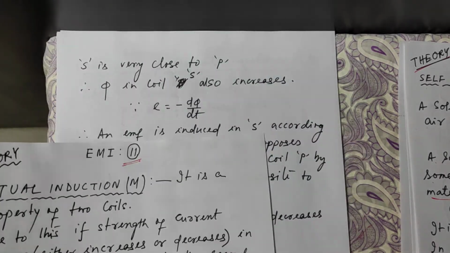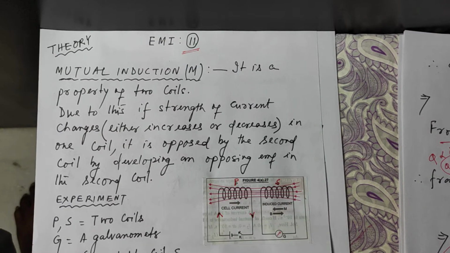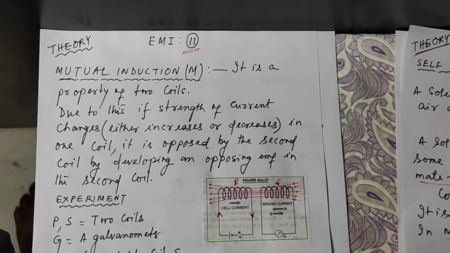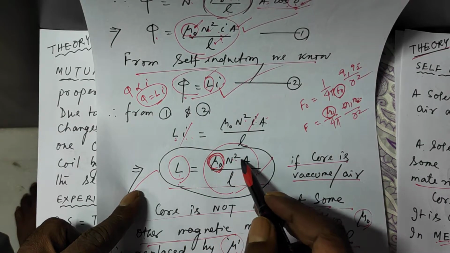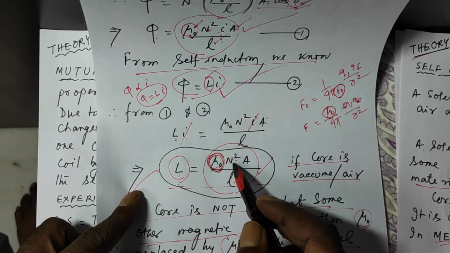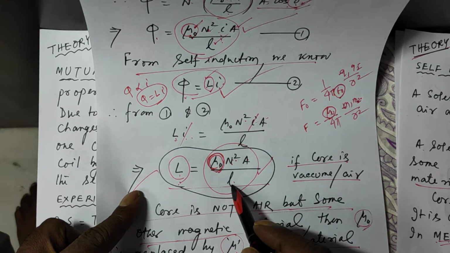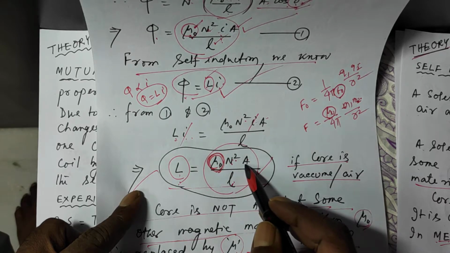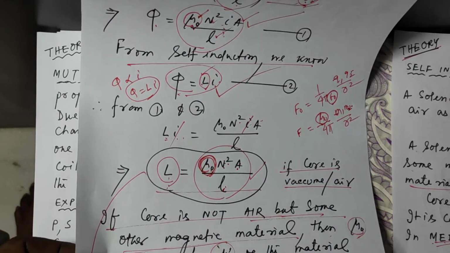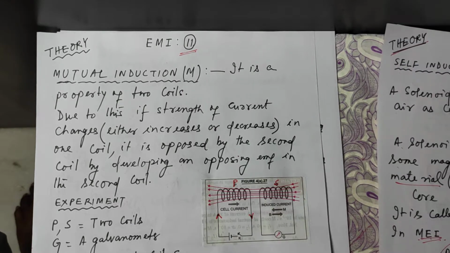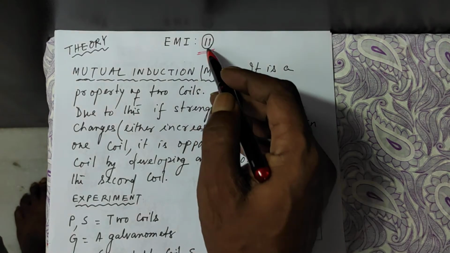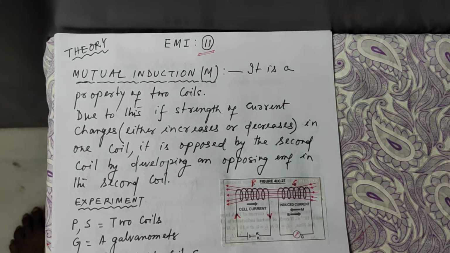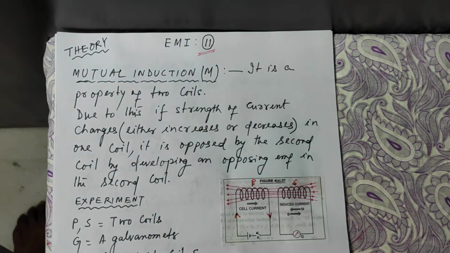That was in the previous lesson, and self-inductance we had found out as L is equal to mu naught N square A over L, where N is the total number of turns, L was the length of the coil, A was the area of cross section. That we did in lesson 9. Now let us come back to EMI 11, it is mutual induction.